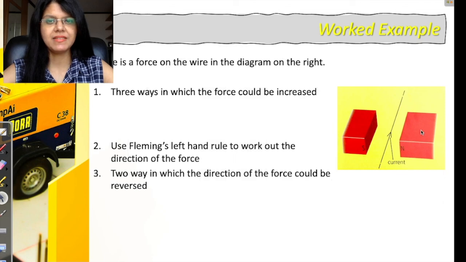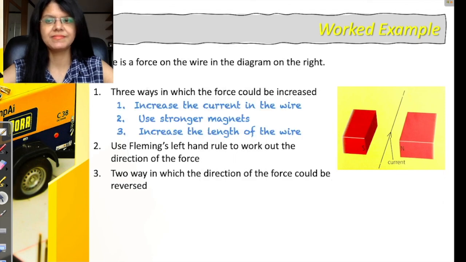So three ways in which the force could be increased. You can either increase the current in the wire, use stronger magnets, or increase the length of the wire by looping this wire multiple times around in this space.